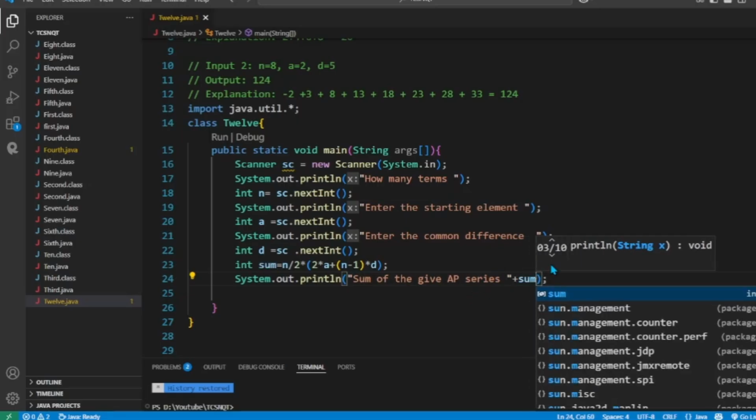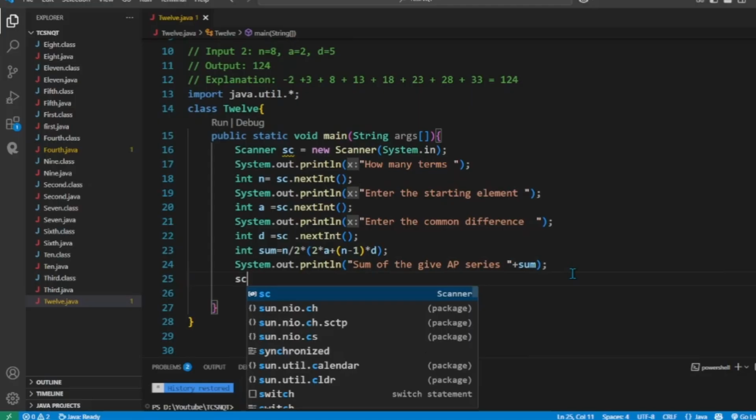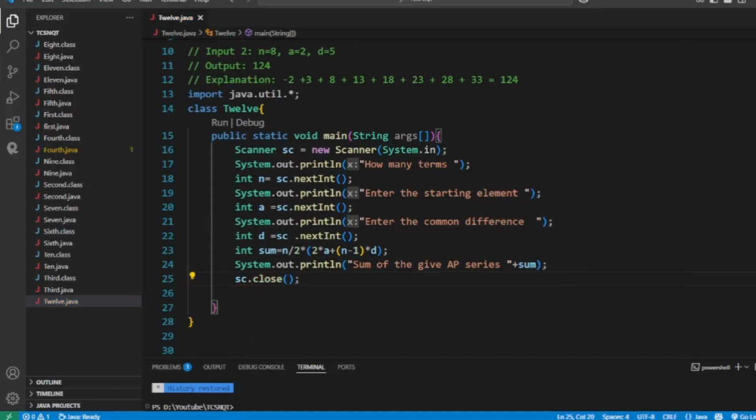Okay, and now our code is completed. So we run our code and get the answer. First we compile the code, javac then file name 12.java. Okay, our code is compiled successfully. After that run our code, java 12, so it asks how many terms.